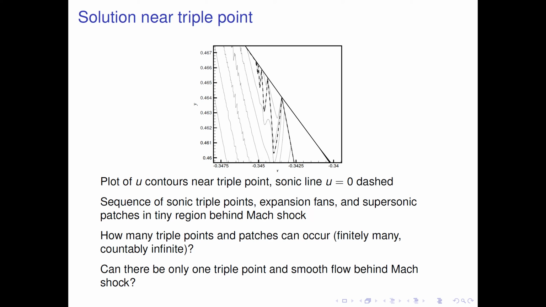Now, one of the questions here is, obviously, how many triple points and patches can occur? Are there finitely many? Are there countably infinitely many triple points? And also, could there be a flow with only one triple point and smooth flow behind the Mach stem? So you just get a nice smooth solution in this supersonic patch that goes back to elliptic.